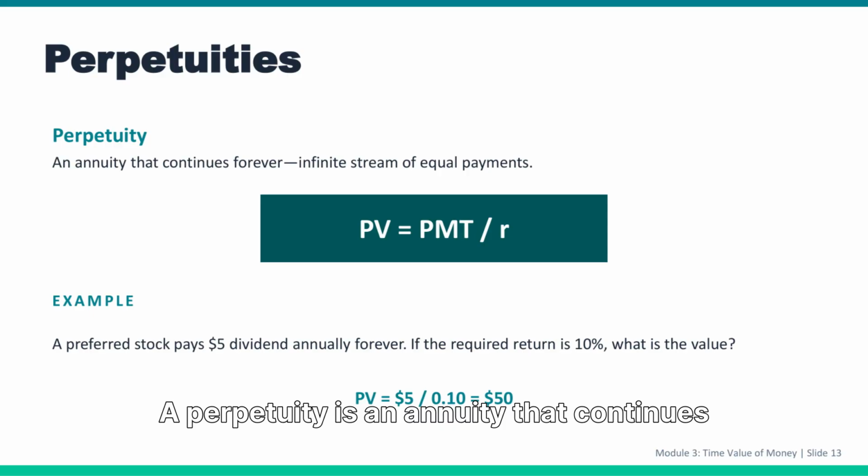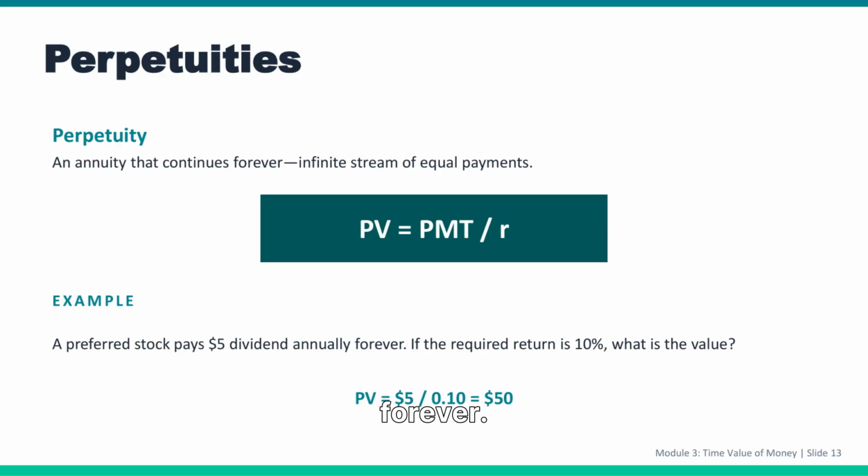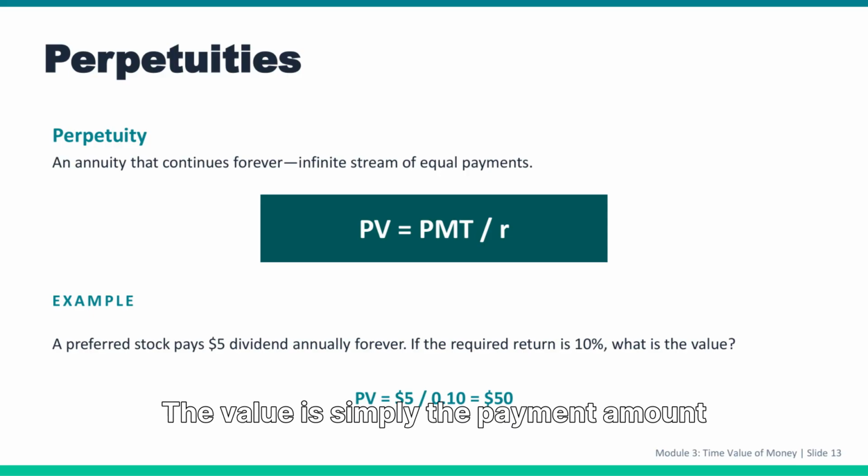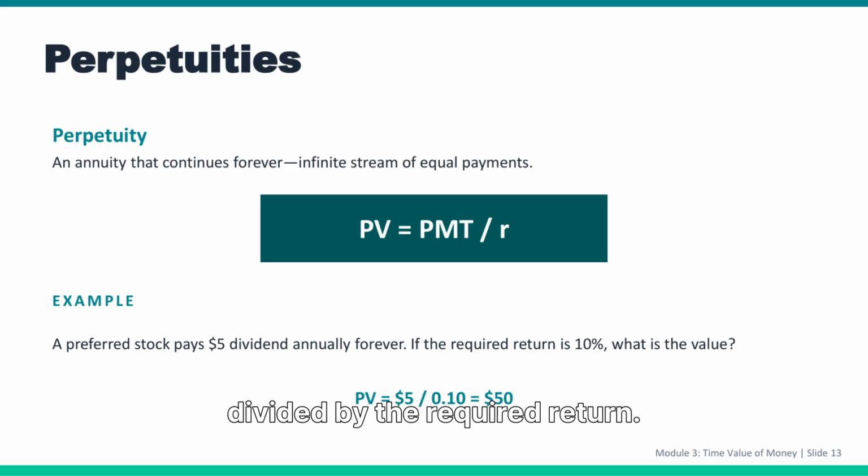A perpetuity is an annuity that continues forever. The value is simply the payment amount divided by the required return. For a $5 annual dividend at a 10% return, the value is $50.